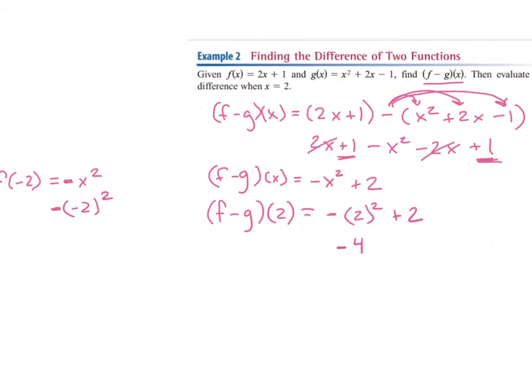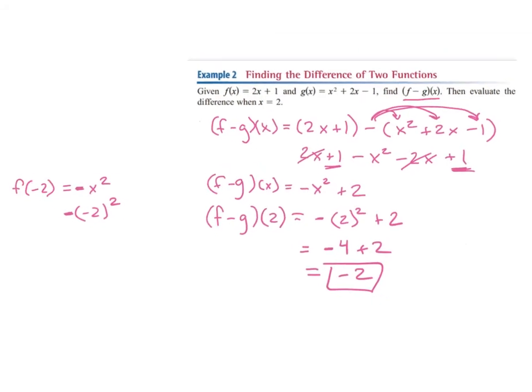So here we have negative 4 plus 2. Negative 4 plus 2 is what? Negative 2. So our f minus g of 2 is negative 2. Any questions here?